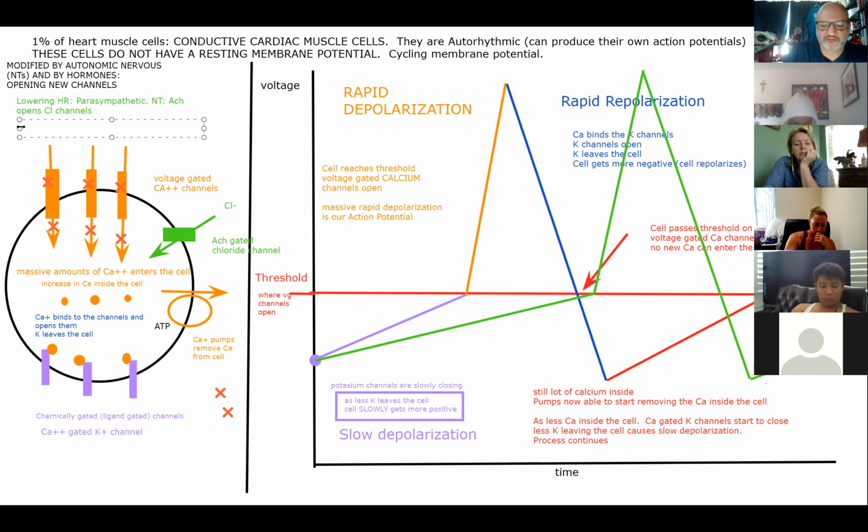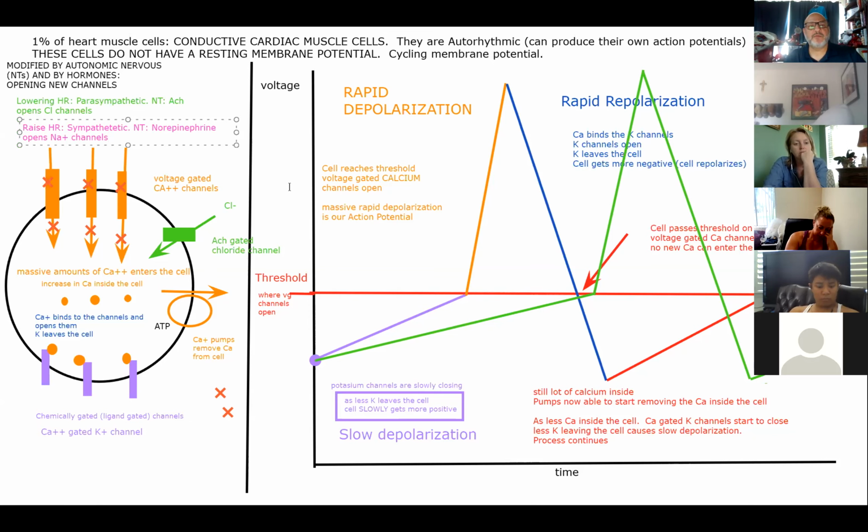If we want to increase heart rate, what branch of the nervous system would be responsible for that? Sympathetic. Excellent. And what neurotransmitter does our sympathetic nervous system release to the heart? Norepinephrine. Excellent. And that norepinephrine opens sodium channels.